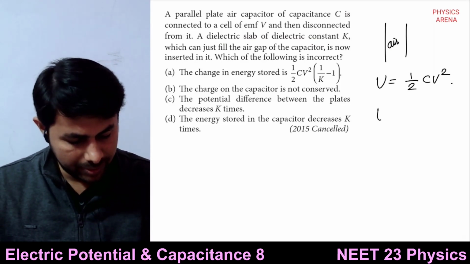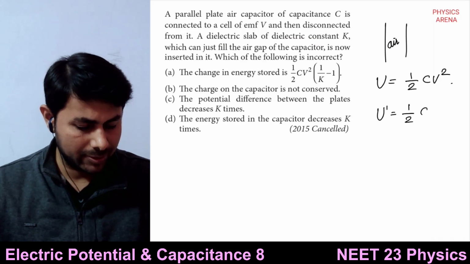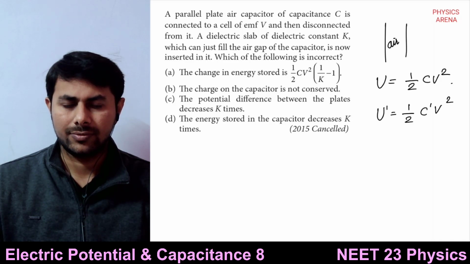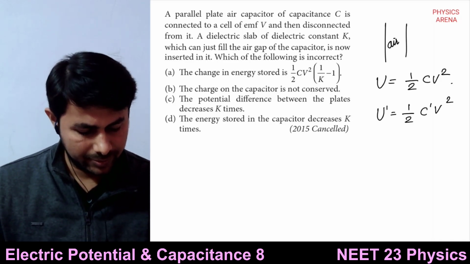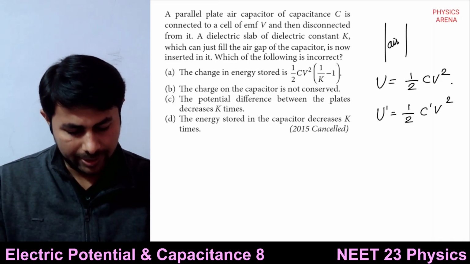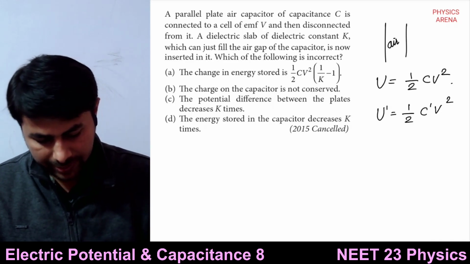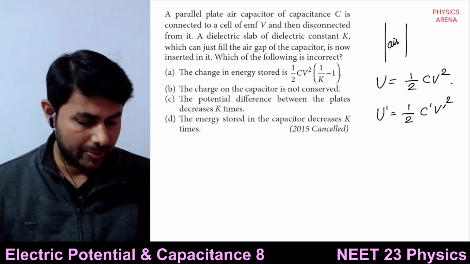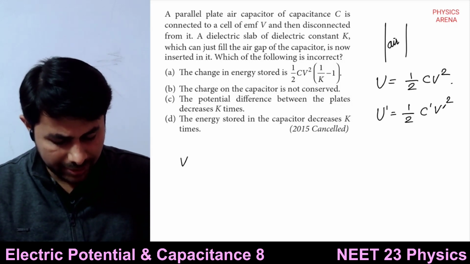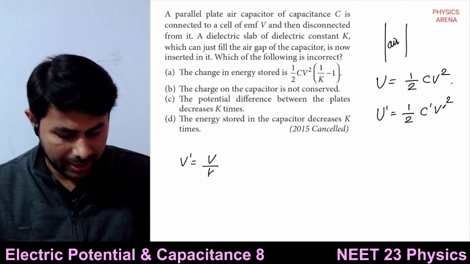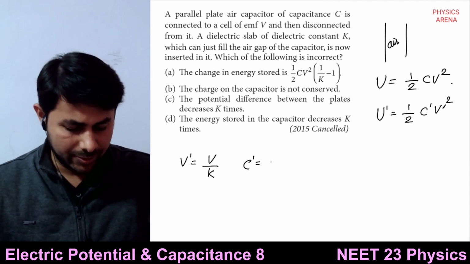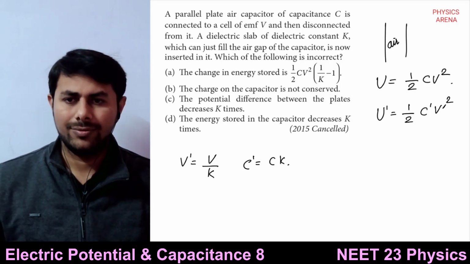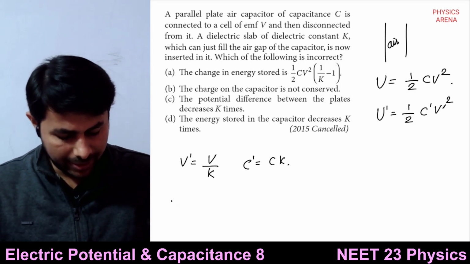Now energy will become U dash equals half of C dash multiplied by V square, right? So see what happens: capacitance changes, potential difference also changes. What will happen to the potential? So V dash will be equal to V upon K, C dash will be equal to C times K. So you can find out U dash.